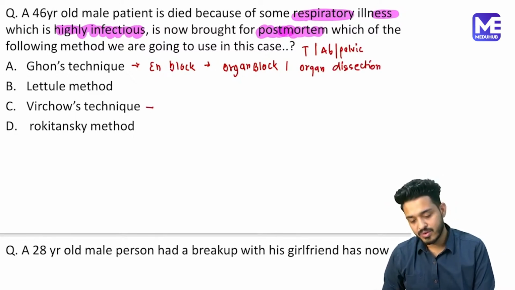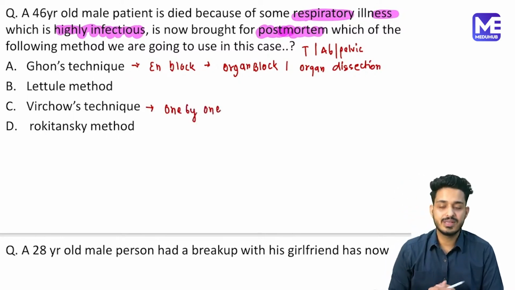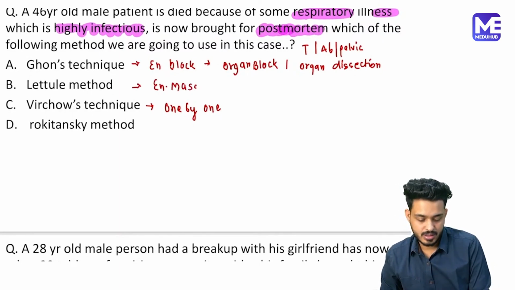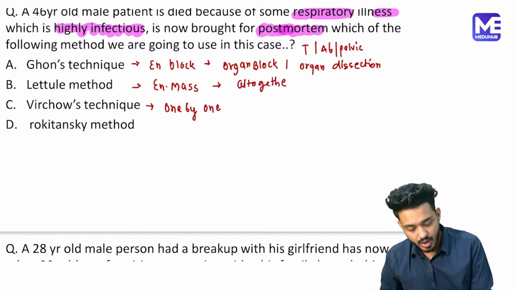Virchow, you can remember V for Virchow, V for 1 by 1. So here we are going to take out each and every organ 1 by 1. That is going to be the Virchow technique. Letulle is going to be the en masse method. En masse मतलब पूरा एक साथ में ही निकाल लिया. That is going to be all together.